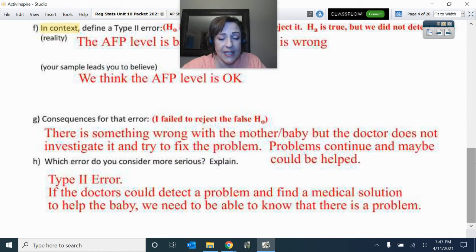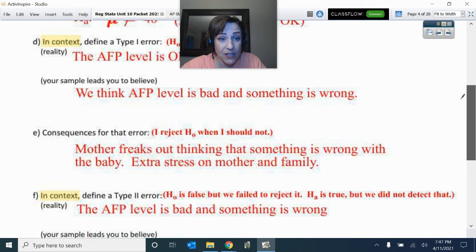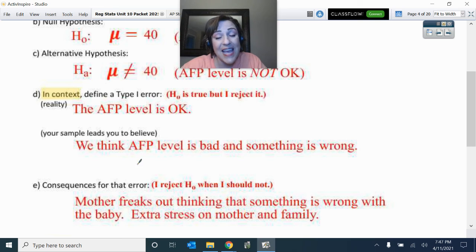So a consequence of that is, there's something wrong with the mother or the baby. Maybe there's some medicines, or we need to put the mother on bed rest. Whatever it is, we want to try and investigate and fix the issue, if possible. Problems could continue that maybe could be helped. Okay, so I think type 2 error, of course, would be more serious because we want to be able to detect a problem if there is one so that we can see if there's medical solutions to help the mother and the baby. Now, that is what happens in real life. That is why there actually is a high rate of false positives.